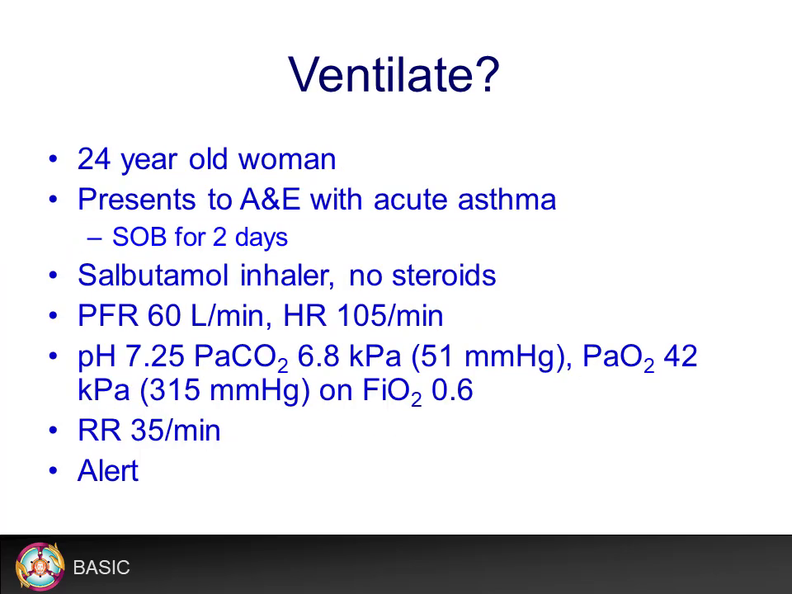The second case is a 24-year-old woman with acute asthma. She's been using a salbutamol inhaler but has not received steroids. Her peak flow is 60 liters per minute. Her heart rate is 105 per minute. PCO2 is 6.8 kilopascals. That's 60 millimeters of mercury. The respiratory rate is 35 per minute. She's alert. Would you ventilate her? Again, I'll give you a minute to think about it.